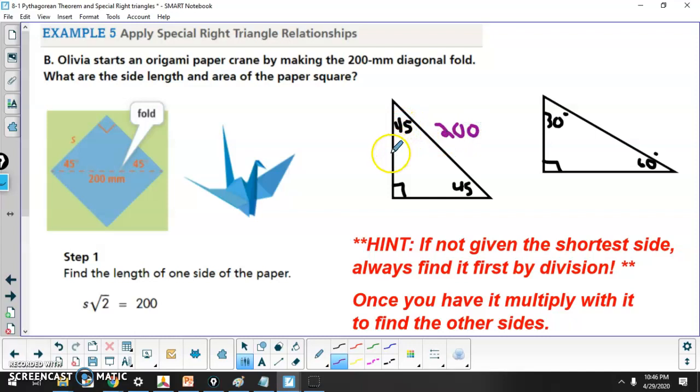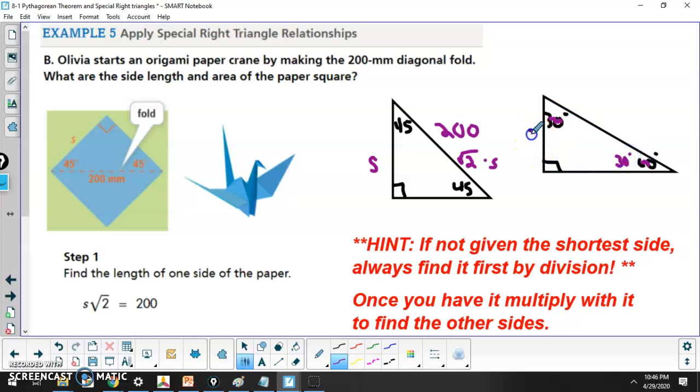And if we want to find the sides, remember in a 45, 45, 90 triangle, the relationship is: if this is S here, this is square root of 2 multiplied by S, okay? Whereas if you had a 30, 60, 90 triangle, and I labeled my 30 and 60 backwards. Bad, Mr. Yakko. That should be a 30-degree angle.